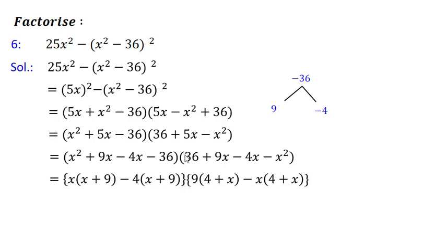Now 36 and 9x. So here I can take 9 common. So after taking 9 common, here I have 4 plus x. I want 4 plus x, so here I will take minus x common. So again here I have 4 plus x.